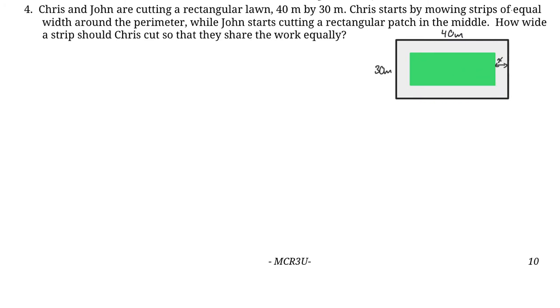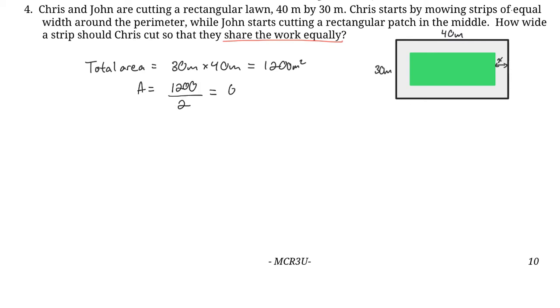We know from the question that both Chris and John share the work equally, so that means the total area of the lawn is split in half. So we can find out how much area each person cuts. The total area is just going to be 30 meters multiplied by 40 meters, and that's just 1,200 meters squared. And then we can divide that area in half. So 1,200 divided by 2, so each person will cut 600 meters squared.